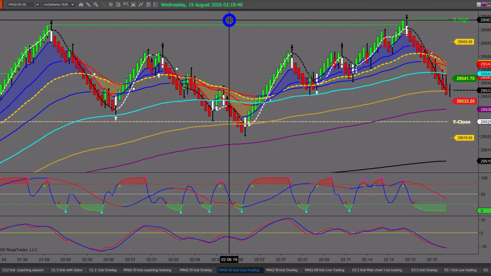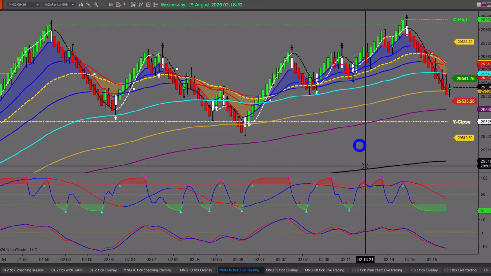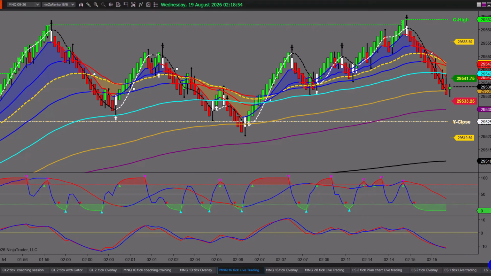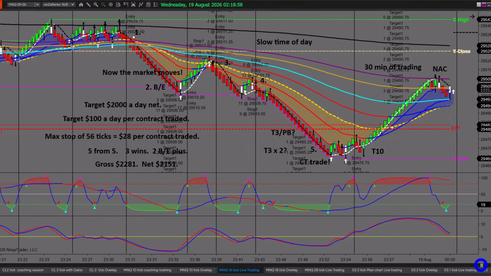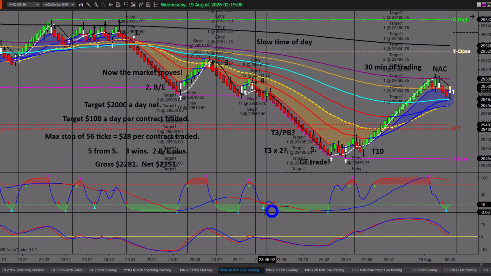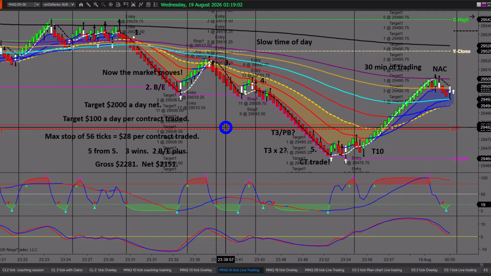On Wednesday morning, 19th of August. So if we go back just a couple of hours ago where I was live trading this market, just back here, that was just before midnight.